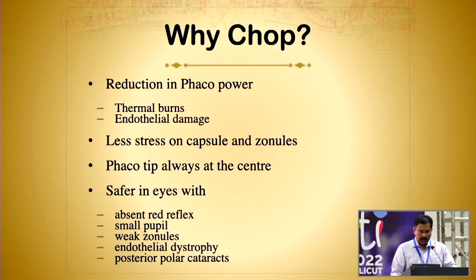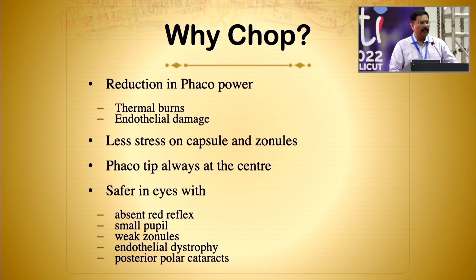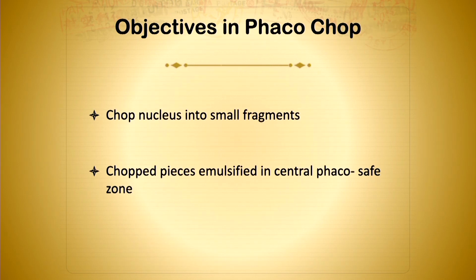So then after this you should move on to chopping. So chopping will divide the nucleus into multiple pieces without the use of too much phaco power in the anterior chamber, trying to do a lot of trenching and taking out the pieces. So that is less stressful to the zonules. The tip is always at the center. You need not move close to the rhexis margin, safer, and all those things. So it is chopping into smaller pieces and consuming the pieces which are fully separated.